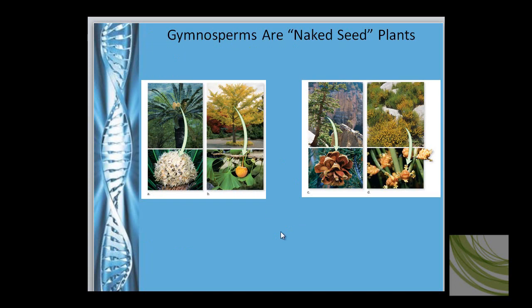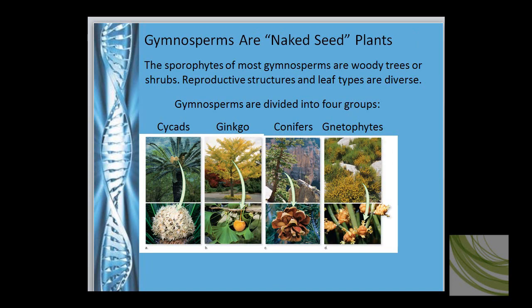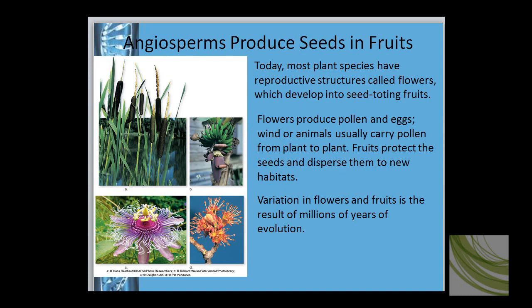Gymnosperms, naked seeds. They don't have that hard outer covering. There's several groups. Ginkgo trees and cycads are more primitive. And the ones you're going to be most familiar with are going to be the conifers. Conifers are your evergreen trees. Your Christmas tree is a conifer. The little evergreen bushes are conifers. Conifers are called conifers because they tend to produce some type of a cone. Pine trees are conifers.